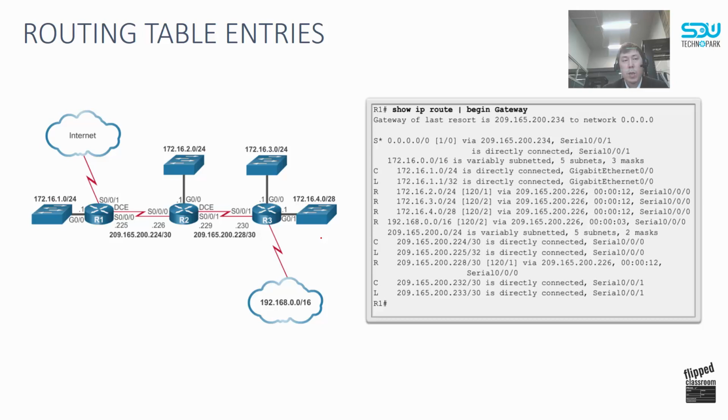And it's time to take a look at routing table entries. Here we have the topology, which consists of 3 routers, and these routers are interconnected by the RIP protocol. And here we have router 1's routing table. On router 1, if we type show ip route, we can see information about our networks.